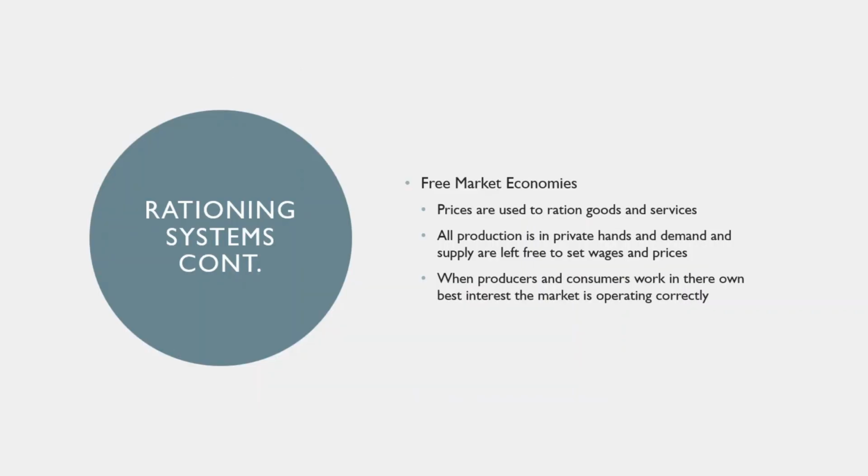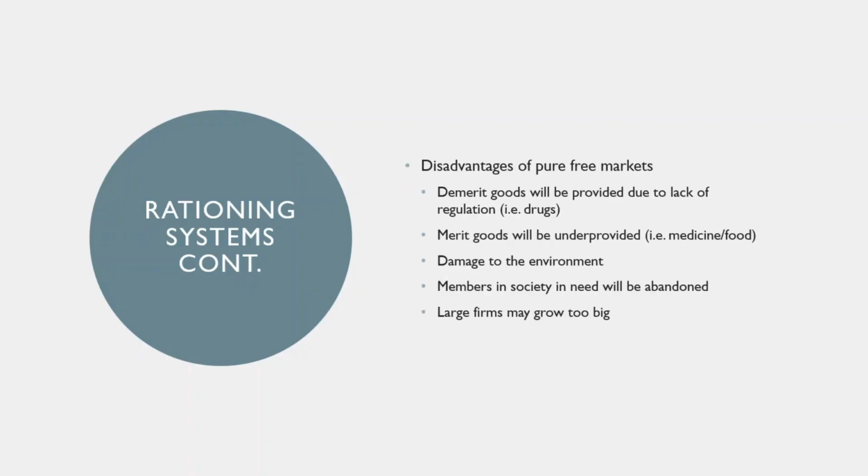The next one is the free market economy. Prices are used to ration goods and services. All production is in private hands, and demand and supply are left free to set wages and prices. When producers and consumers work in their own best interest, the market is operating correctly.